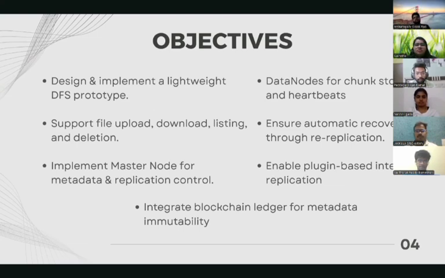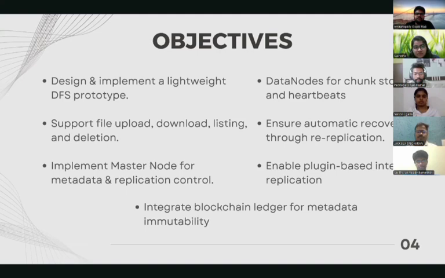Coming to the objectives, the first objective is to design and build a lightweight distributed file system suitable for learning and small projects. Next, to create data nodes that store file chunks and send heartbeats to show whether they are active or not. To support basic operations like file upload, download, list, and delete. To develop a master node that manages metadata and controls chunk replication.